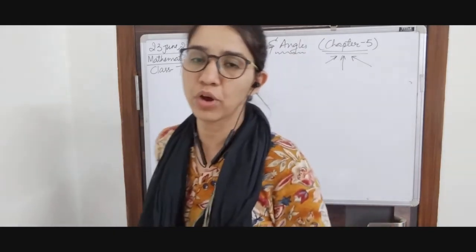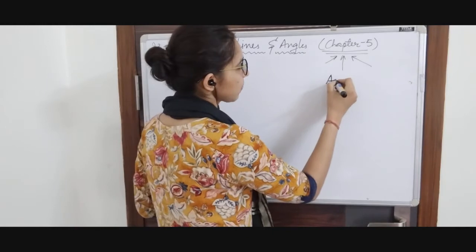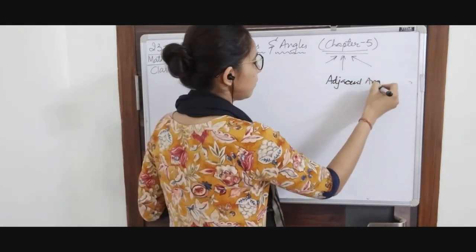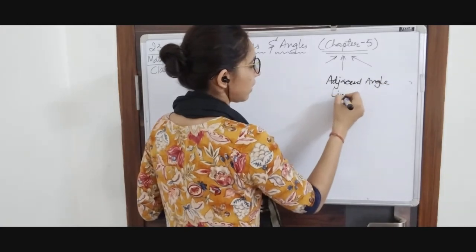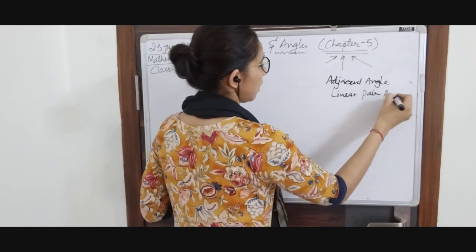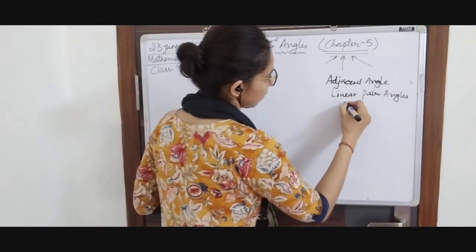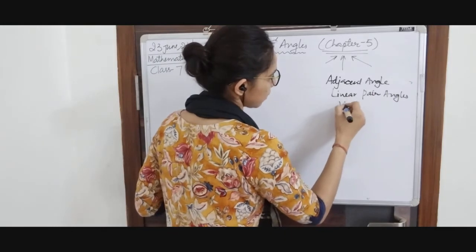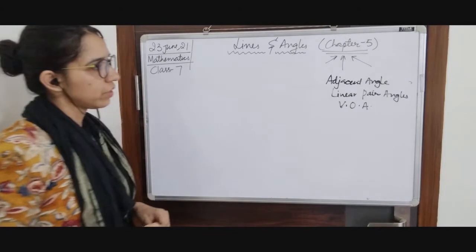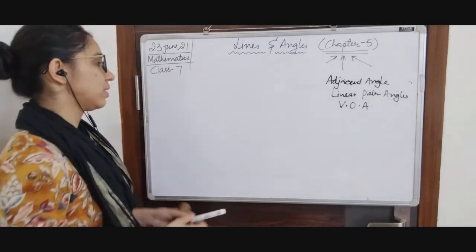Today we are going to talk about three things. First, adjacent angles, then linear pair angles, and after that vertically opposite angles. So we will start with adjacent angles.